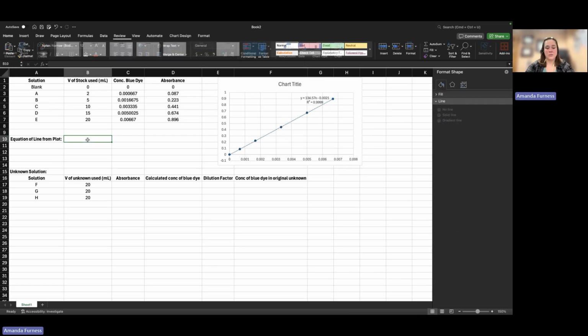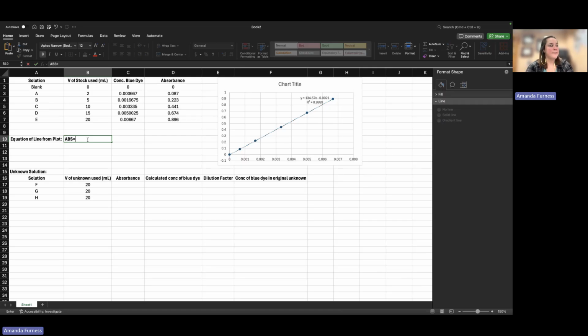So then I'm just going to transcribe this over here and say y equals, or we could be a little fancier and say absorbance equals 134.57 times concentration plus, which is really in this case minus because I have a slightly negative y-intercept, 0.0021. Okay, this is now the equation that I'm going to use to calculate my unknown sample.